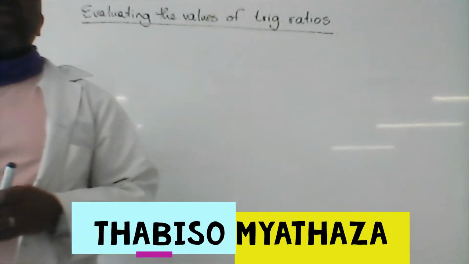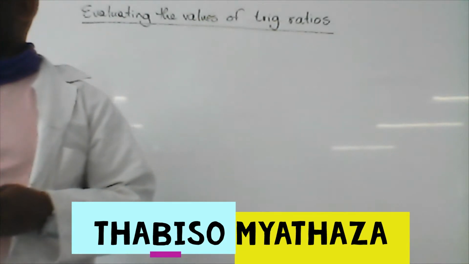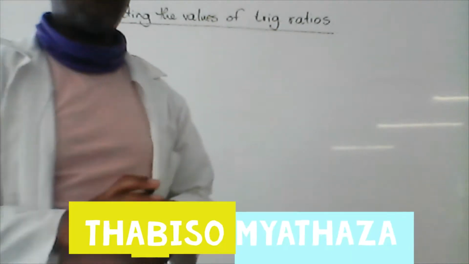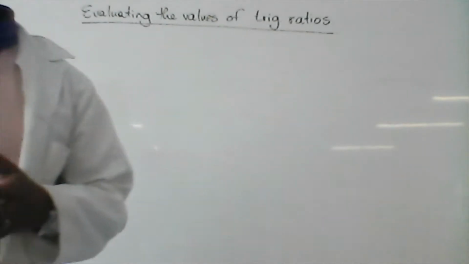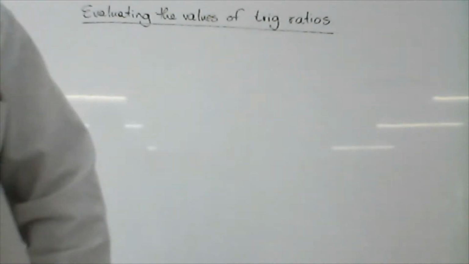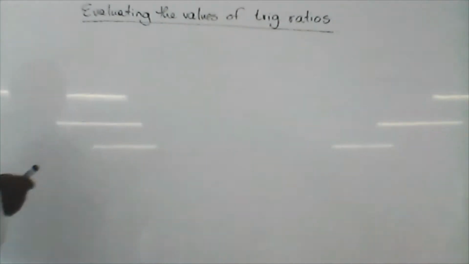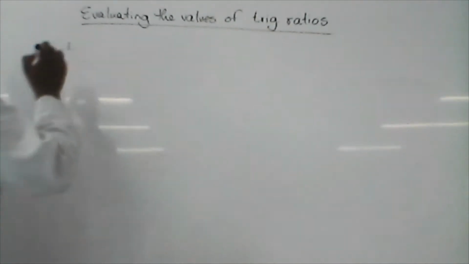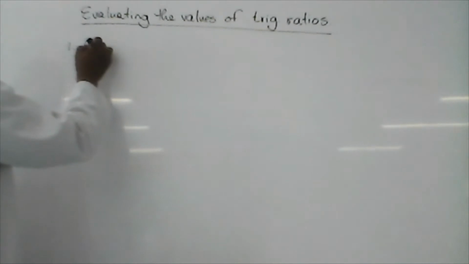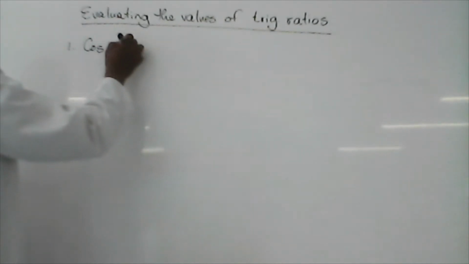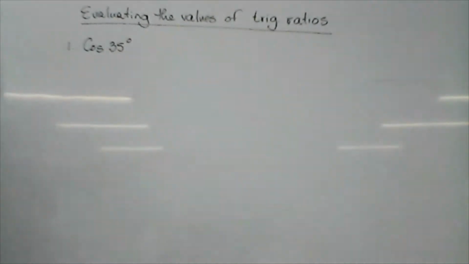Okay guys, fingers on the buzzers, evaluating the values of trigonometric ratios. Here we go. So let's take the first example. We want to evaluate the value of the cosine of 35 degrees. Number one, let's take an example: the cosine of 35 degrees. Right, your fingers on your buzzers and you type exactly that. The cosine 35 degrees equals to.